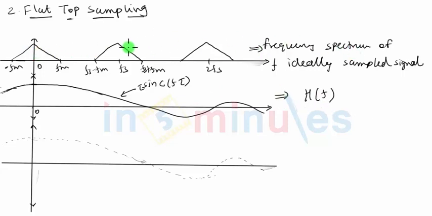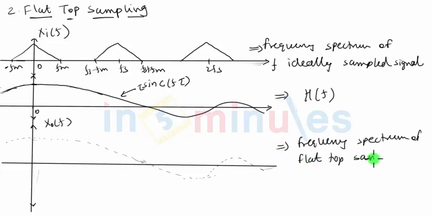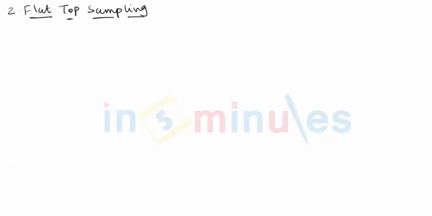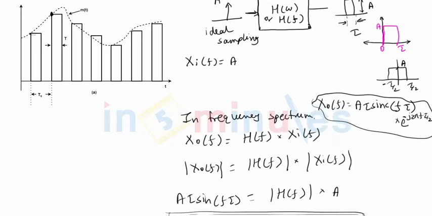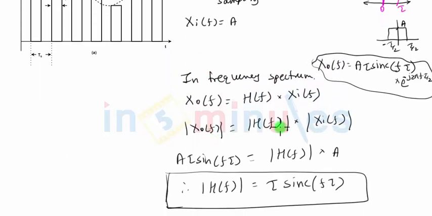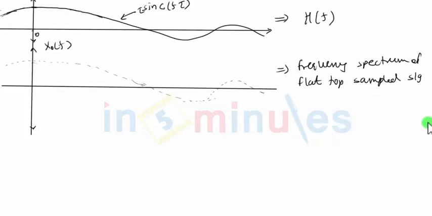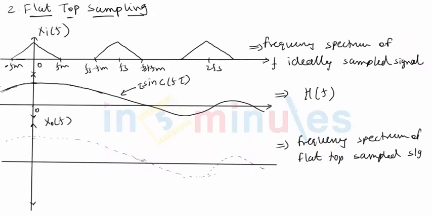So the first spectrum is the spectrum of the ideally sampled signal, which we have given the name X_i(f) as per our previous discussion. This is my H(f). The third frequency spectrum will be X(f), which will be the frequency spectrum of the flat top sampled signal, and it will be nothing but the multiplication of the first two spectra as we had written in this case. You can see X(f) is nothing but the multiplication of H(f) and the input frequency spectrum. So let us now multiply the first two spectra and see what we get.